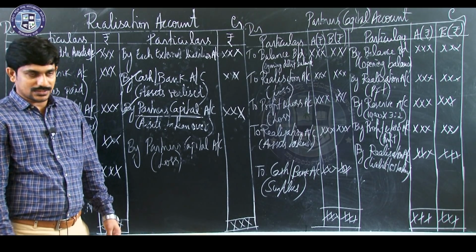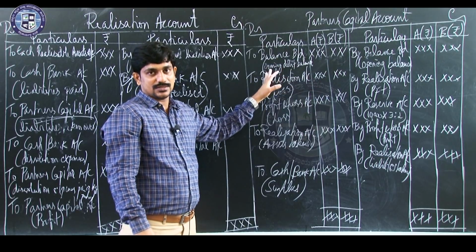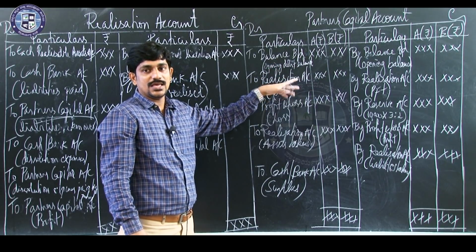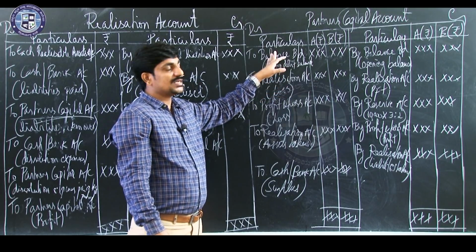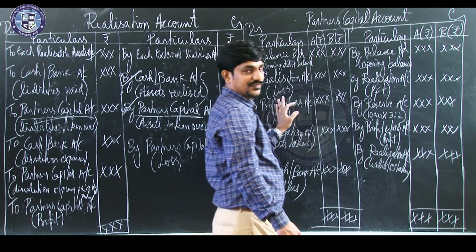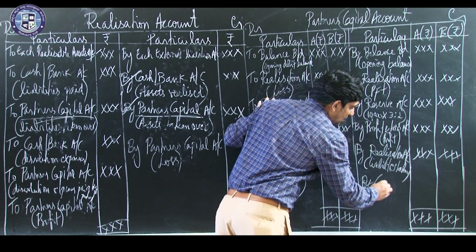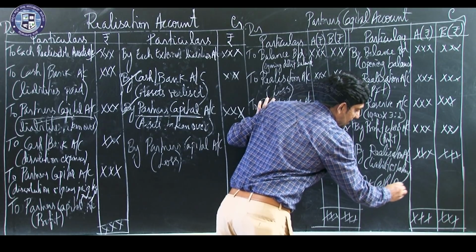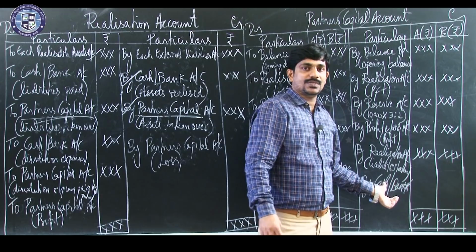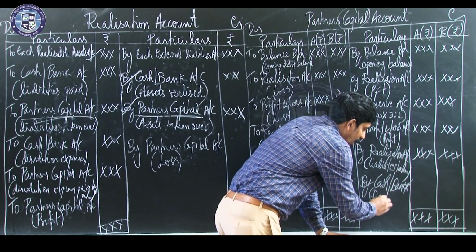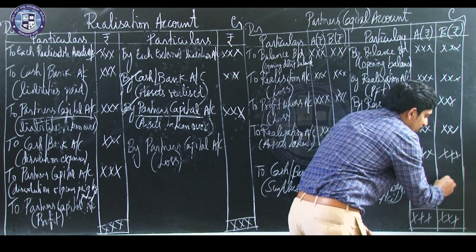In case the debit side is more than the credit side, then the partner's capital account shows a deficit balance, which means the partner has to pay the amount. So, the balance also you have to write under the credit side. Debit side is more than the credit side, so the balance will go to the credit side. That means this is a deficit balance, and the partner has to pay the amount to the firm.